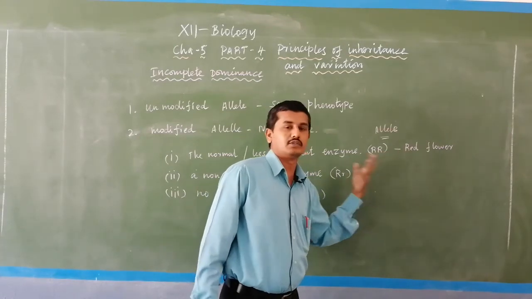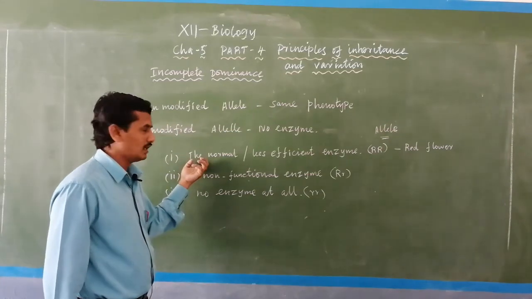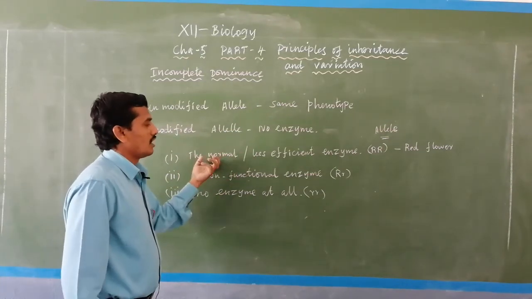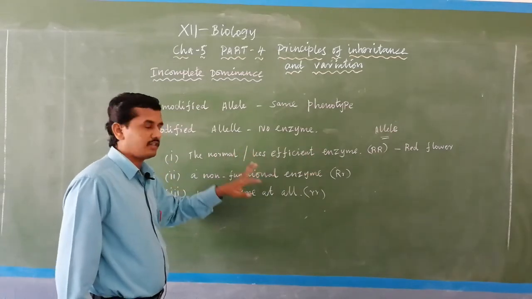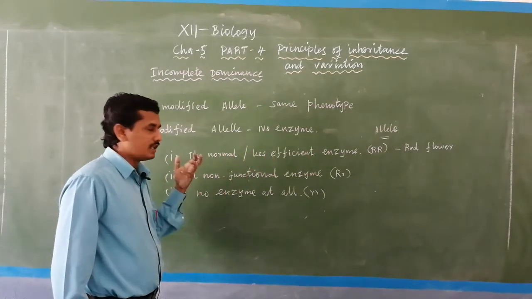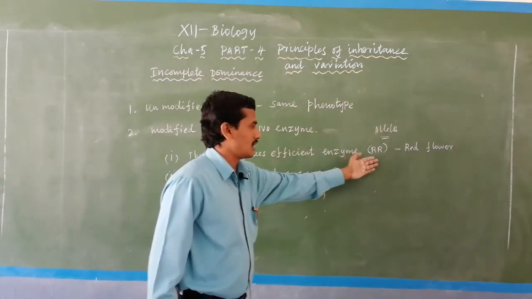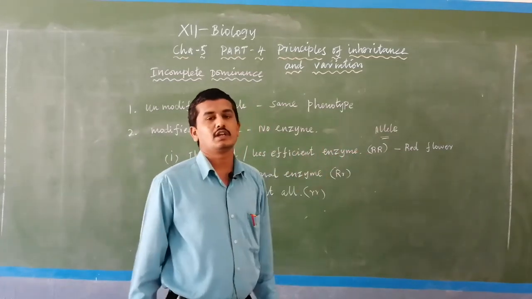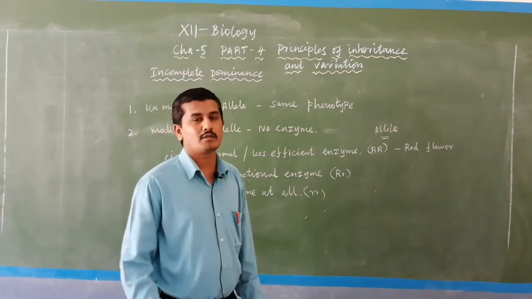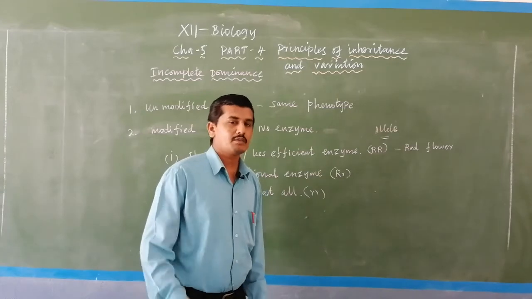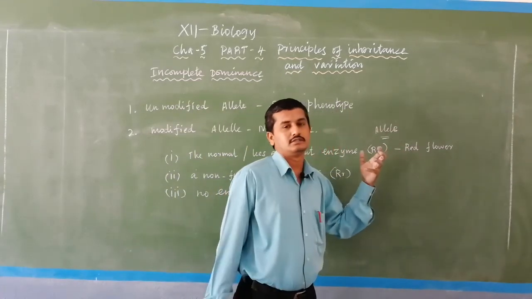Here, the enzyme has no problem. The normal capital R allele produces normal enzyme, or sometimes less efficient enzyme, but in this situation we consider the capital R allele producing the normal enzyme. Normal enzyme here means normal pigment. So, normal pigment is produced, which means the flower color is red.